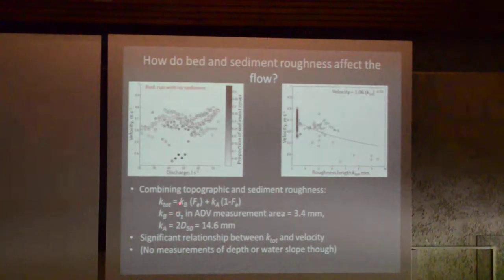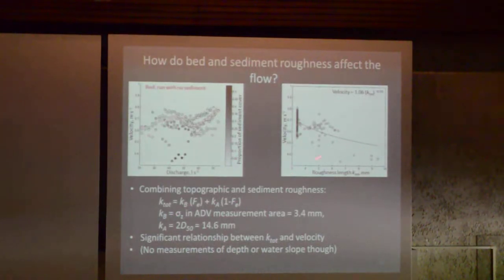So if we take the bedrock roughness with the standard deviation of elevations just within that measurement area, that had a value of about 3.4 millimetres. For the alluvial roughness length, we used an approximation of 2D50, which is 14.6 millimetres. Basically we use that to calculate the roughness length for each one of those 3-minute ADV measurements.